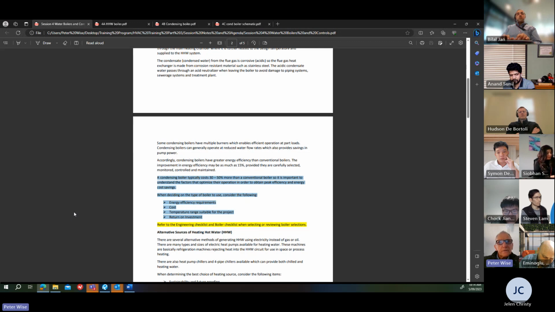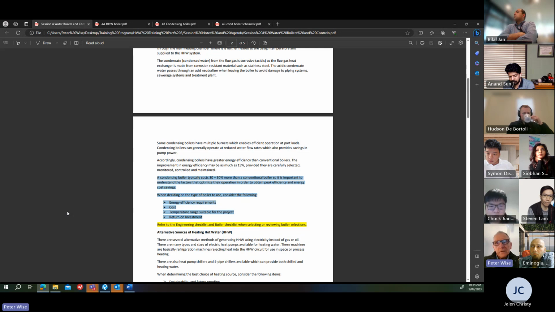Temperature range suitable for the project, and always remember that condensing boilers are going to operate at a lower temperature, because you have to have a return temperature less than 54. You can search online and you'll find that the efficiency just continues to improve as the return water temperature gets lower. But as the return water temperature goes down, obviously the supply temperature is coming down as well, and that might affect your heating coils, your heating efficiency out in the field. So there's a few factors to consider, but condensing boilers certainly are going to give you a greater efficiency.